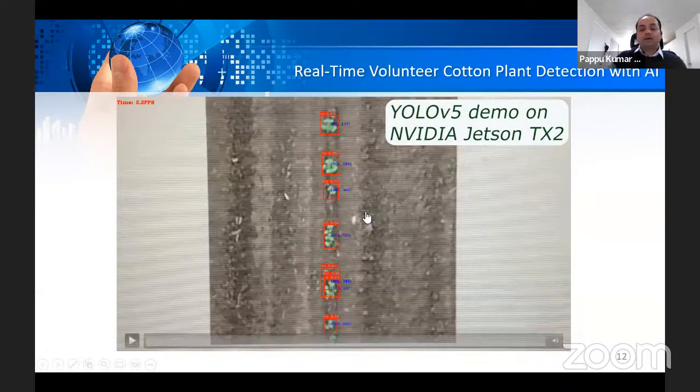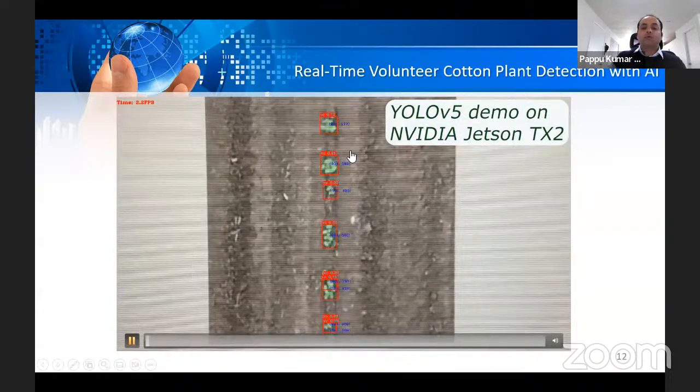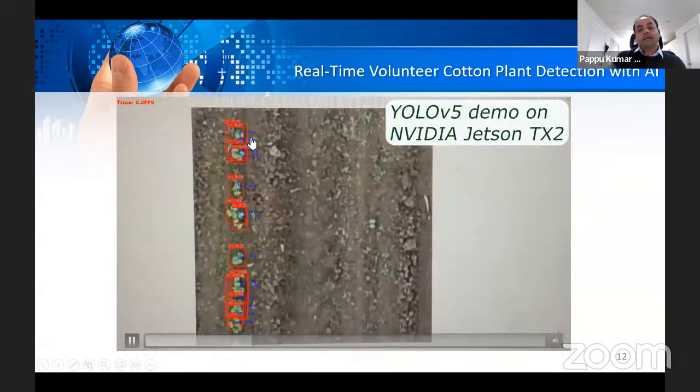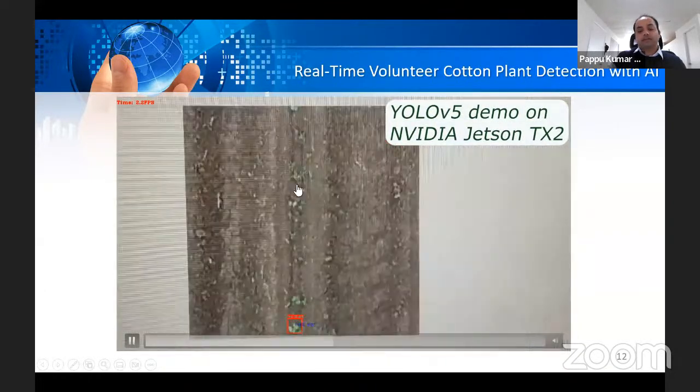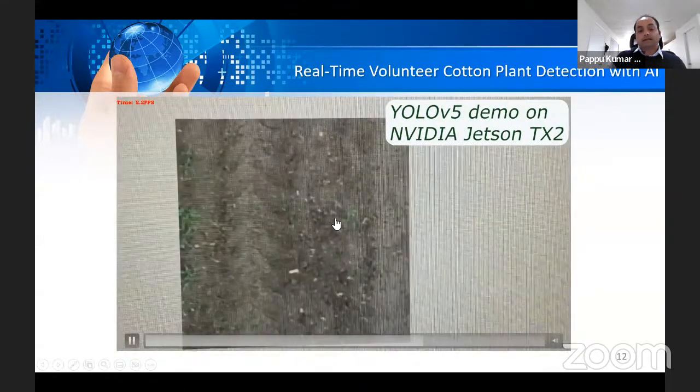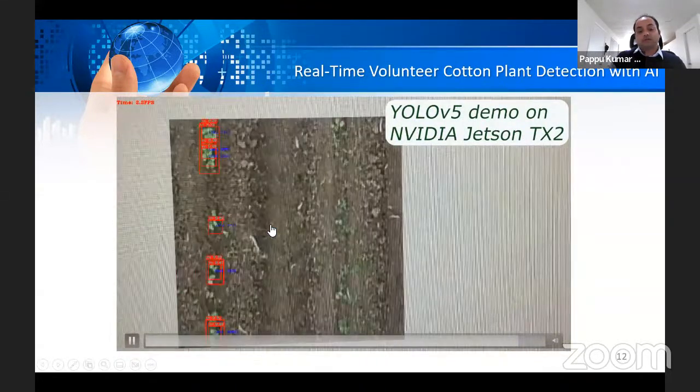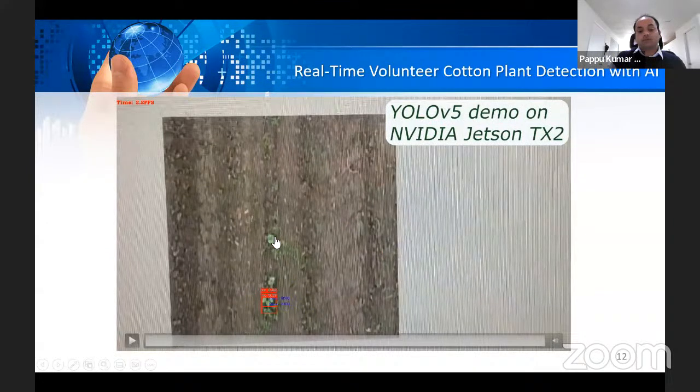Now, if you remember, we had a computing platform mounted on the drone. So that is where we needed to deploy it. And when we deployed it, you can see there are a bunch of cotton plants, and they are being detected. And there are some corn plants. The corn is called corn, and the cotton plants are called cotton.